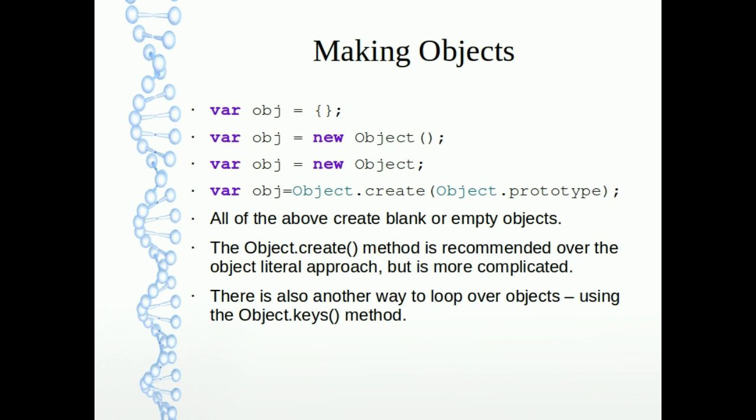The Object.create method is actually the recommended means of creating objects, but it's a little more complicated to understand how it works. Though Object.create is recommended, there's nothing wrong with the literal notation we've made use of in this tutorial. I use it all the time, as do many other JavaScript developers. We will be delving into the Object.create method in subsequent videos in this series. In all of the examples on this slide, we are creating empty or blank objects. There is also another way of looping over objects, which involves making use of the Object.keys method, which again is a little more complicated and something we will delve into in subsequent videos.